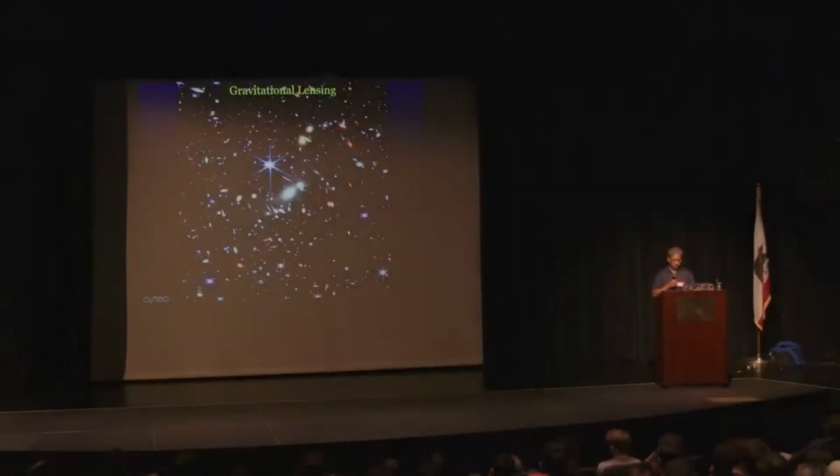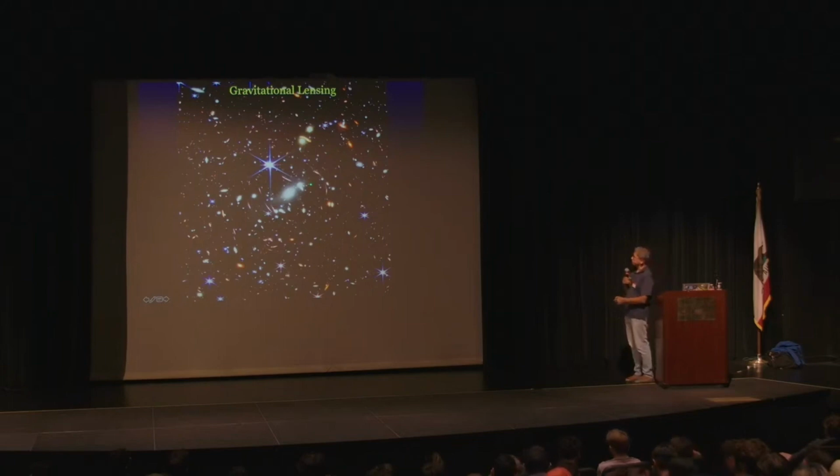Right. Now, here's another example of light bending. This is an image taken with James Webb. This phenomenon is called gravitational lensing. And if you look closely, you'll see that there are these spectacular arcs. These are background galaxies whose light has been distorted by the gravity of these foreground galaxies.